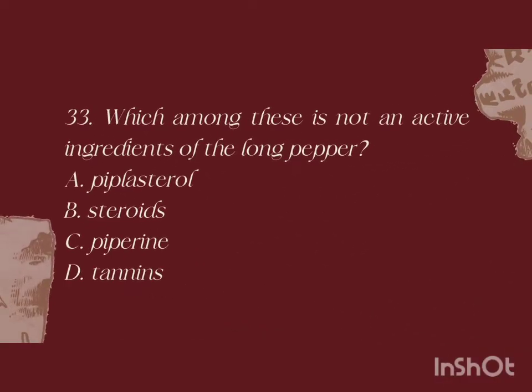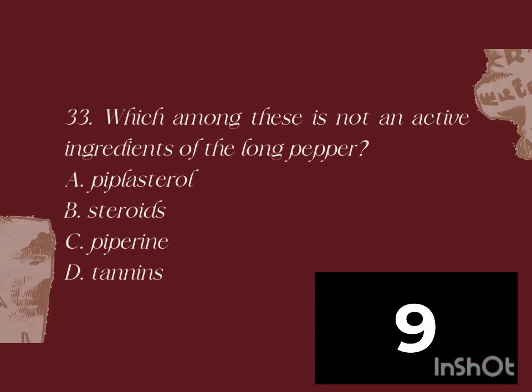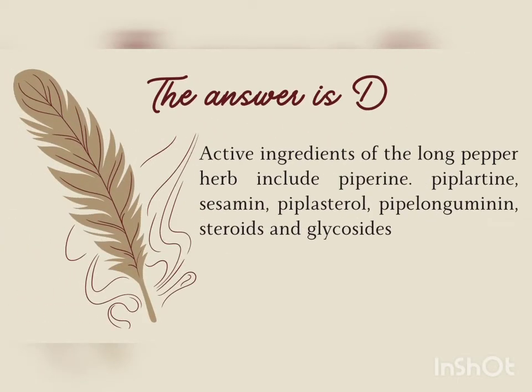Number 33. Which among these is not an active ingredient of the long pepper? A. Piplasterol. B. Steroids. C. Piperine. D. Tannins. The answer is D. Active ingredients of the long pepper herb include piperine, piplartin, sesamin, piplasterol, pipelongumine, steroids, and glycosides.